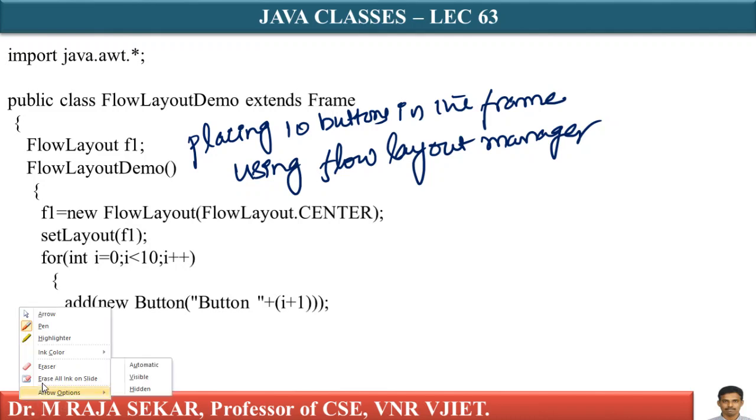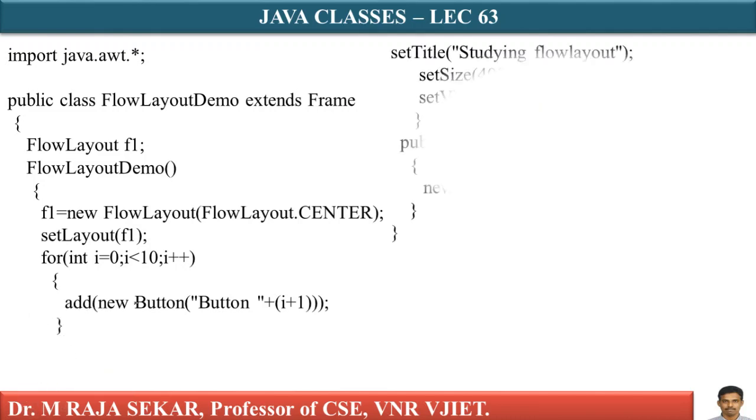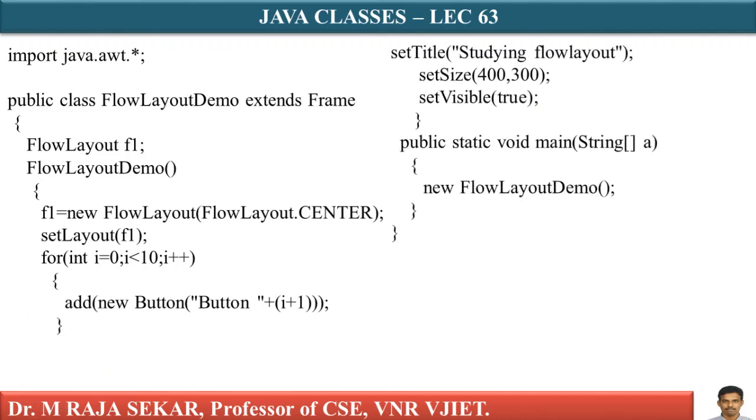Let me explain this program. This program is simple and straightforward. Just see, import java.awt. This is abstract window toolkit. Public class, what is my subclass name? My subclass name is FlowLayoutDemo. Extends, my superclass name is Frame. Now this is a variable f1 of type FlowLayout. This one is constructor.